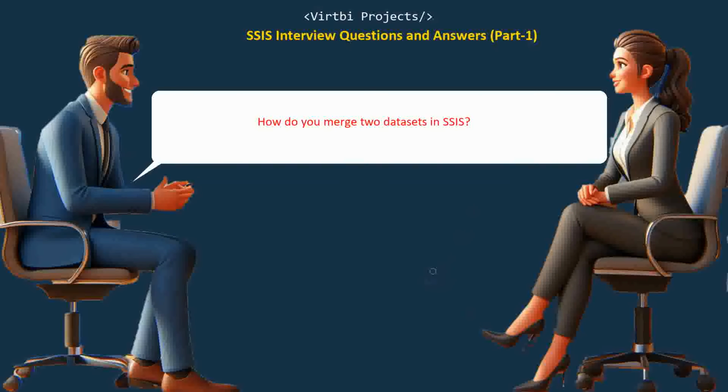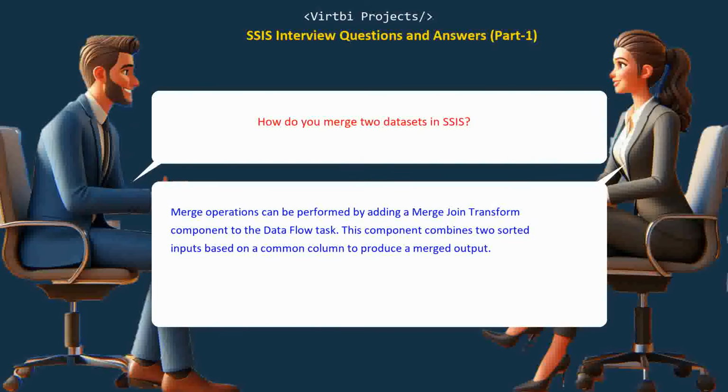How do you merge two datasets in SSIS? Merge operations can be performed by adding a merge join transform component to the data flow task. This component combines two sorted inputs based on a common column to produce a merged output.